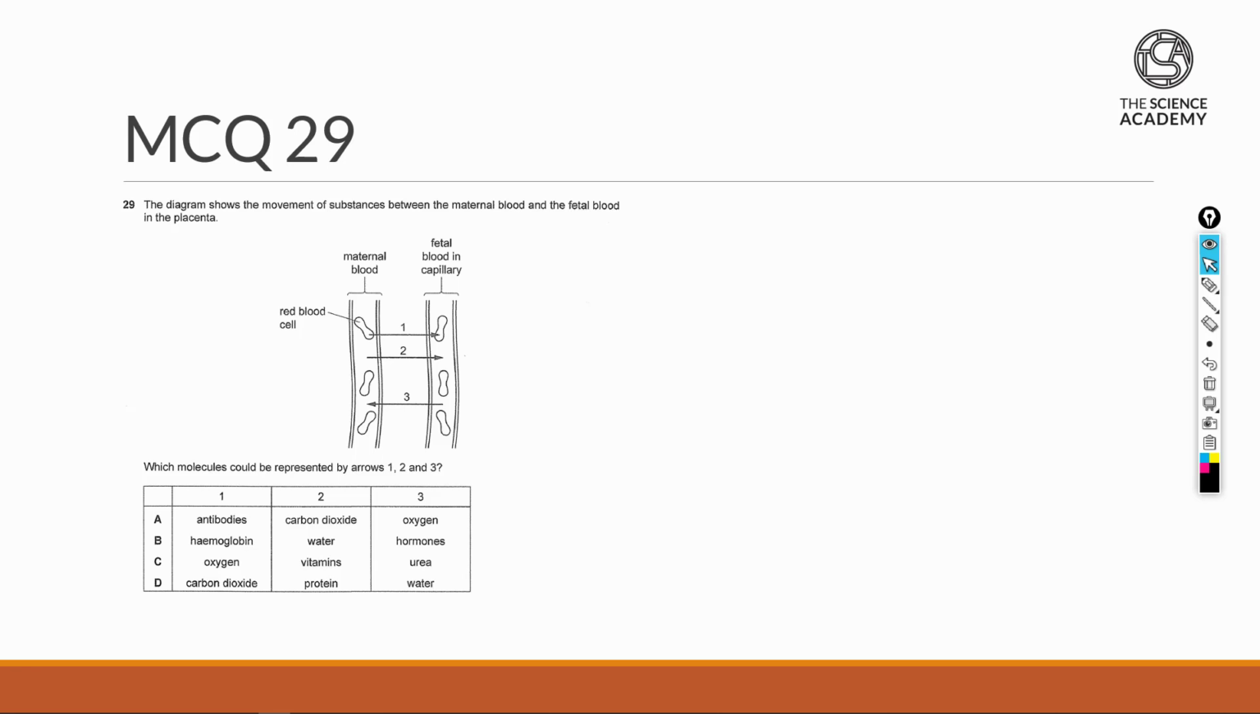MCQ 29 will take a look at the transfer of nutrients between the maternal blood as well as the fetal blood. Now, of course, the main direction of nutrients is from the mother towards the fetus, and this allows the fetus to undergo aerobic respiration, releasing energy that is very vital for embryonic development. So some nutrients we can think about would be glucose and oxygen, which is required for aerobic respiration via the fetal mitochondria, as well as water and mineral salts.